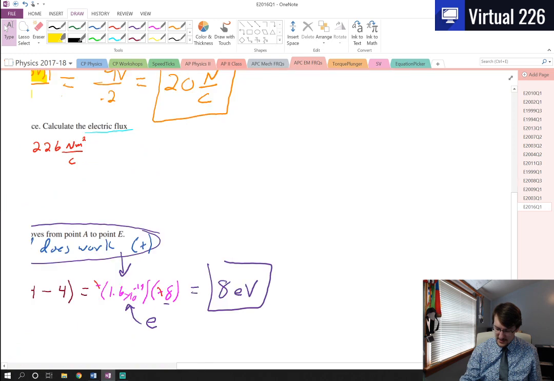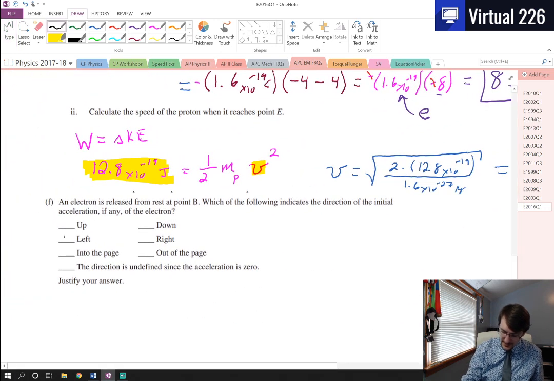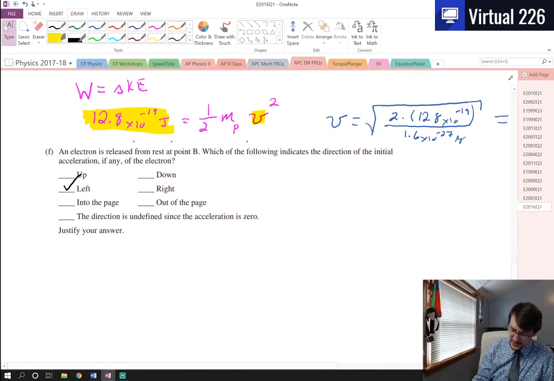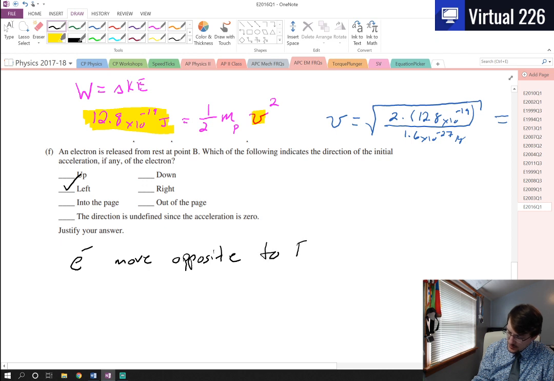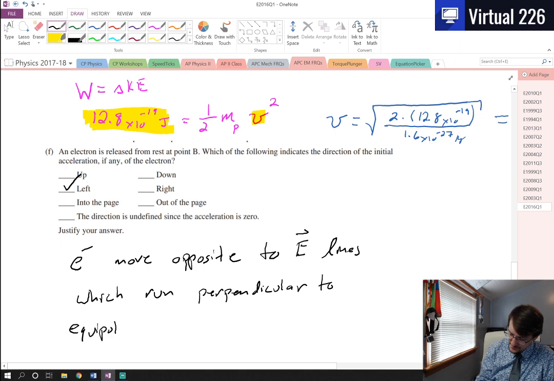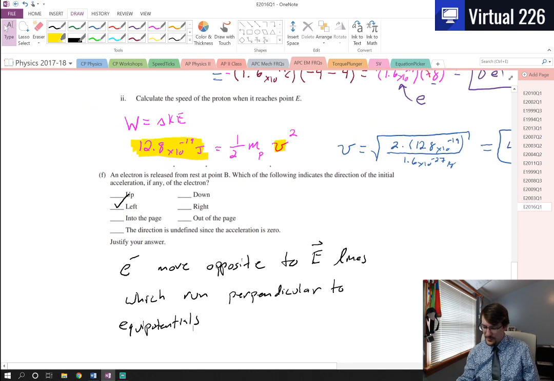So for this, just by drawing that electric field, I know that the electron's going to move to the left. And then I can just state for my justification that electrons move opposite to electric field lines, and these lines run perpendicular to equipotentials. And that's it. So that one wasn't bad at all.